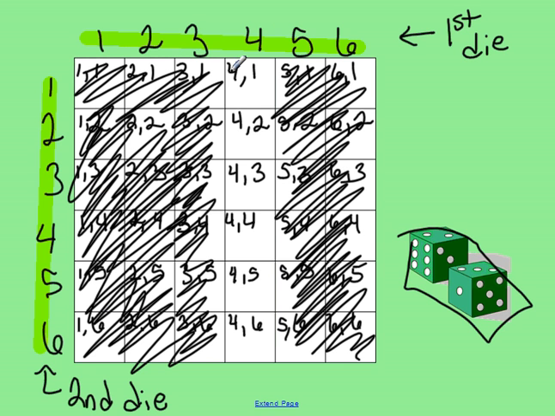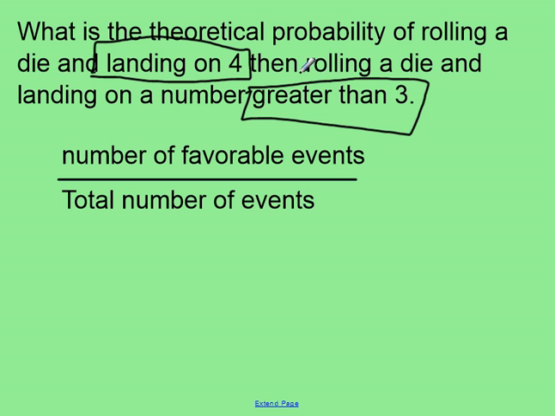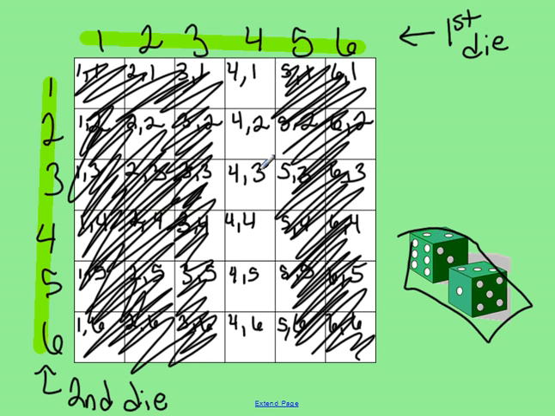Okay? So the only ones that are left are the ones that have a 4 first. Next, I need to see where I can land on a number greater than 3 for my second roll. Second roll is represented by the second number. So where is a number greater than 3? Well, it's right here, 4, 5, 6. So these 3 are out of the running.